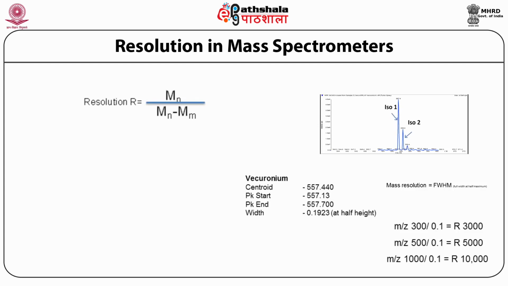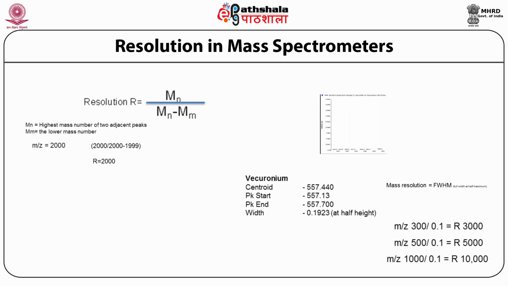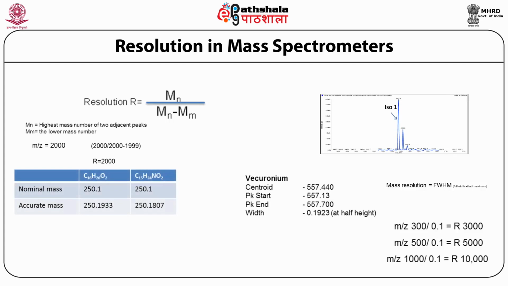So resolution R is calculated by this simple formula, Mn divided by Mn minus Mm. Mn is the highest mass number of two adjacent peaks, and Mm is the lower mass number. When you take a molecular weight of 2000, 2000 divided by 1, where the difference between the two adjacent peaks is 1, the resolution is 2000. But this is a theoretical calculation.